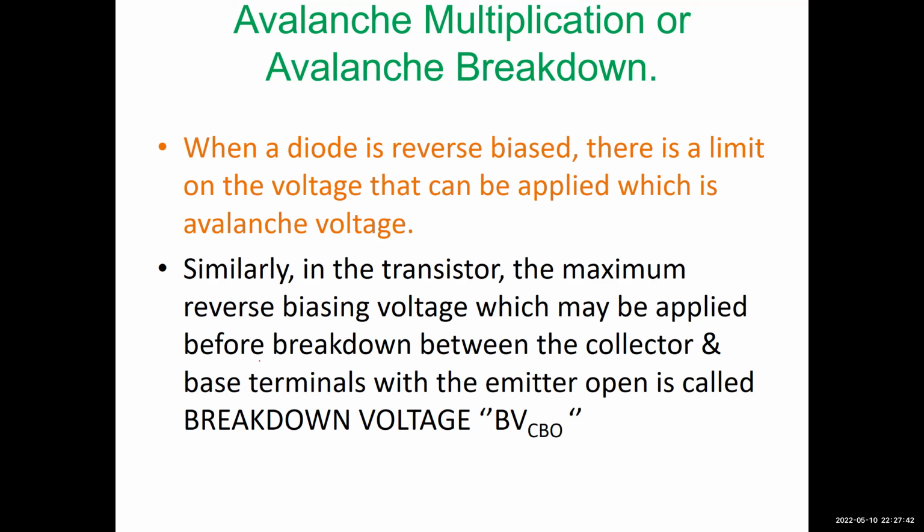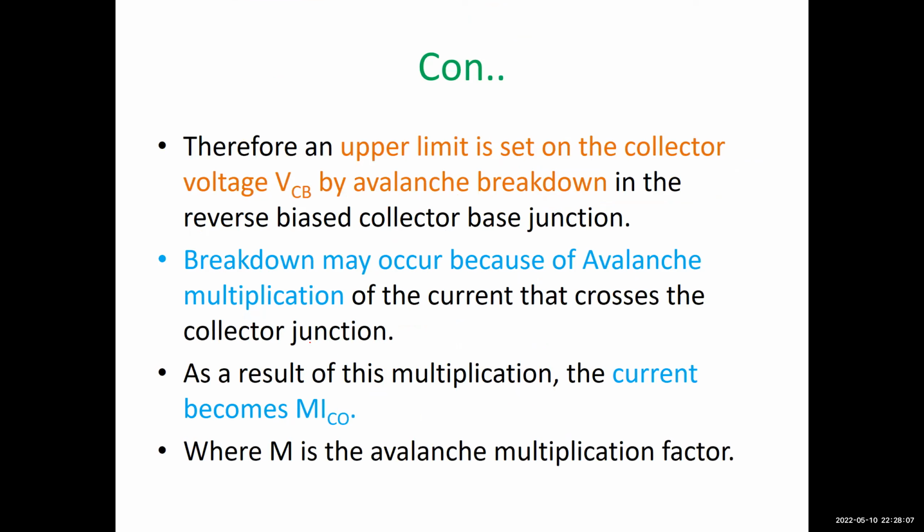The second type is avalanche multiplication or avalanche breakdown. What is this? This also happens when the diode is reverse biased. There is a limit on the voltage that can be applied, which is called the avalanche voltage. When reverse biased, there will be some breakdown voltage between the collector and the base terminal with the emitter terminal open. That is called BVCBO. From the VCB, there will be some threshold level which makes the diode break down.